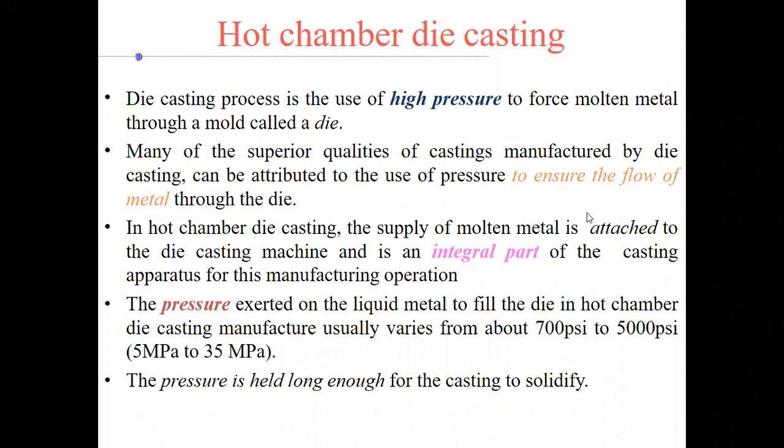So the pressure exerted on the liquid metal to fill the die in hot chamber die casting manufacture usually varies from 700 psi to 5000 psi. If you are talking about MPa, 5 megapascal to 35 megapascal. That is the pressure range that we can work in. Pressure is held long enough for the casting to solidify. So unless it solidifies, that pressure will not be removed. So the pressure is held long enough.